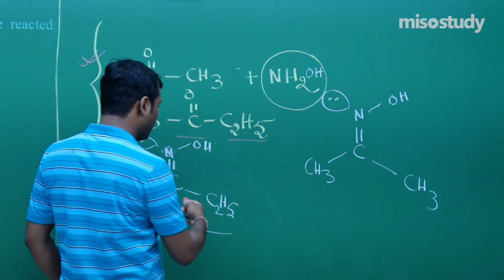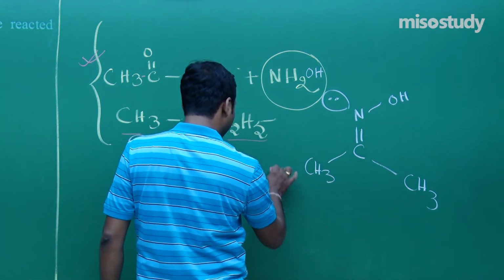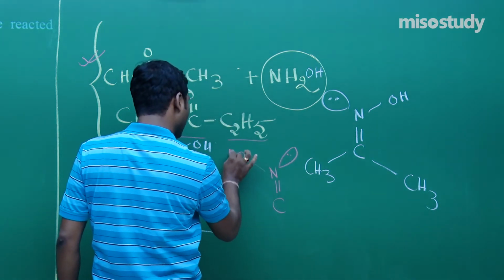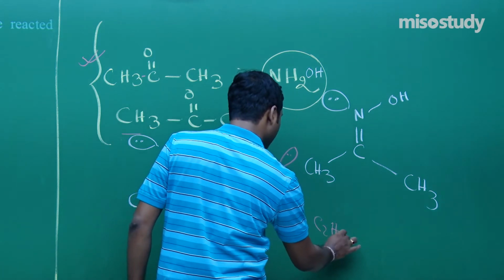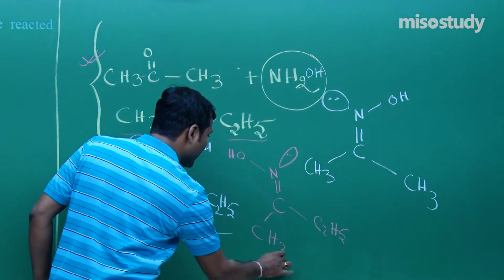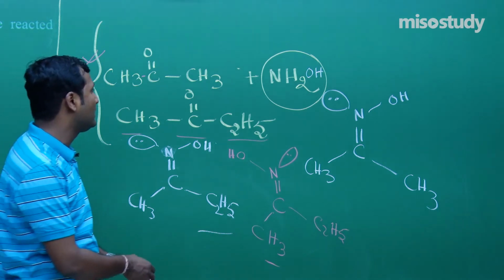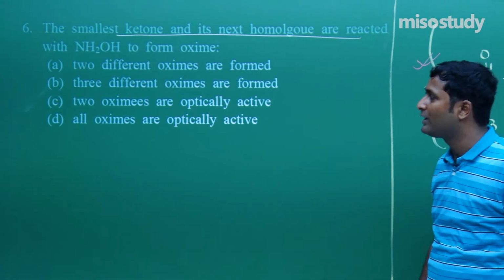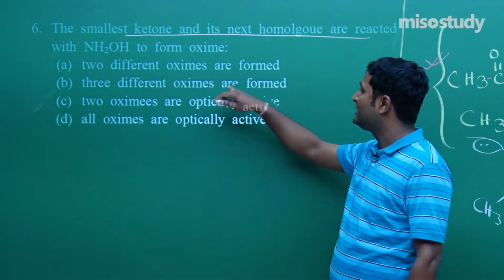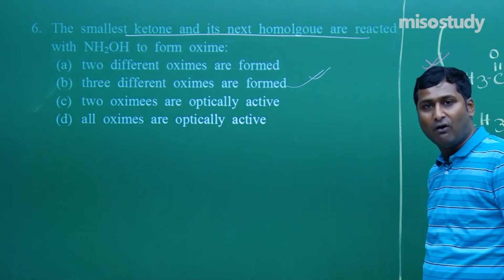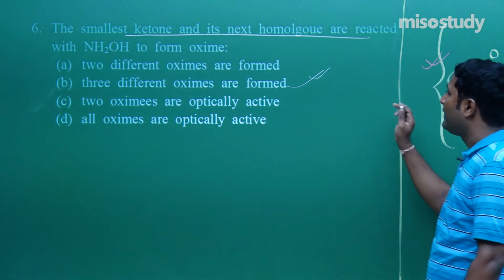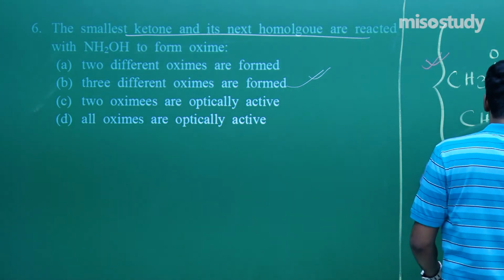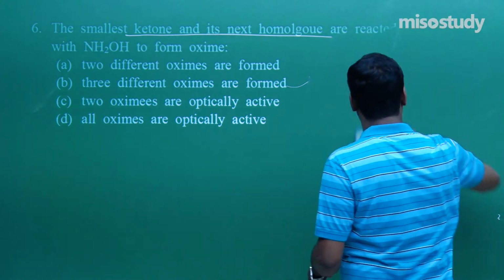Yes sir, the third possibility, there is one more possibility, that is the N with OH on the other side, with C2H5 and CH3. So how many oximes are there? If I talk about the smallest ketone and its next homologue, it's very simple, 3 different oximes are formed. Clear? So for this question, B is the correct option. Now friend, I'm going to rub this part and we'll discuss the next question. Wait for a moment.